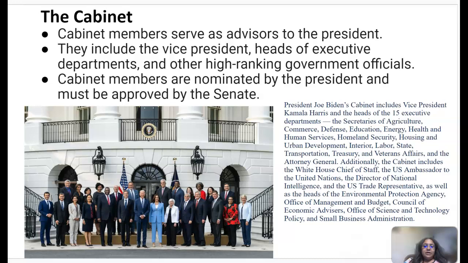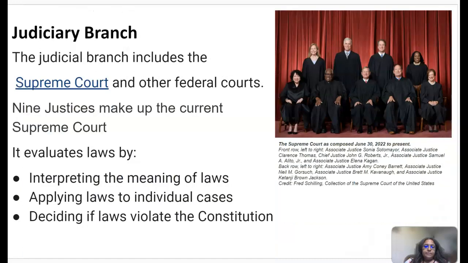The Cabinet. Cabinet members serve as advisors to the President. They include the Vice President, head of executive departments, and other high-ranking government officials. Cabinet members are nominated by the President and must be approved by the Senate. Here is a picture of the Cabinet members current as of today, and I have included the names of the Cabinet members as well.